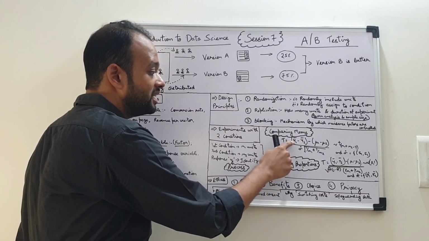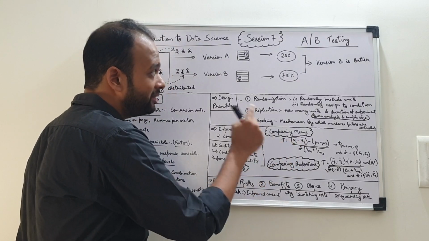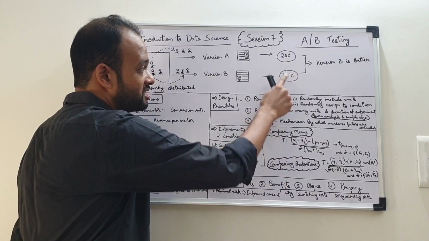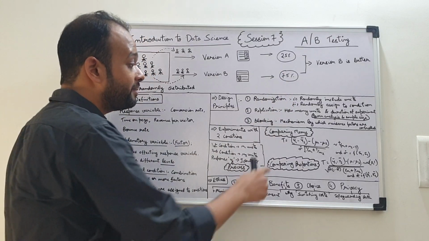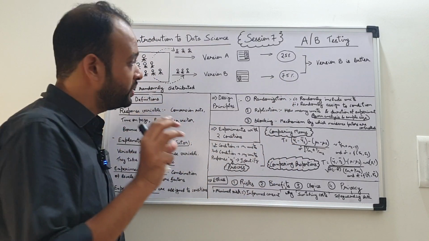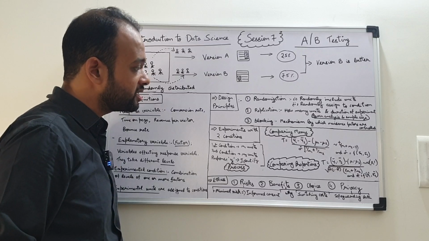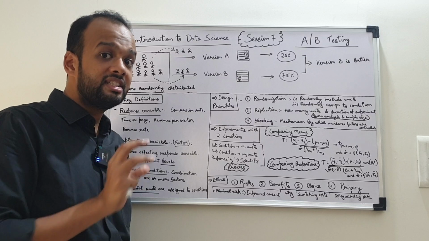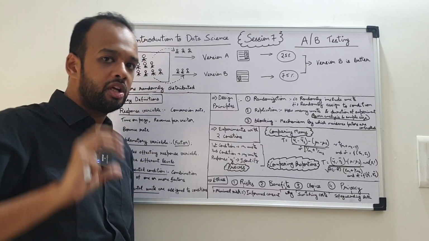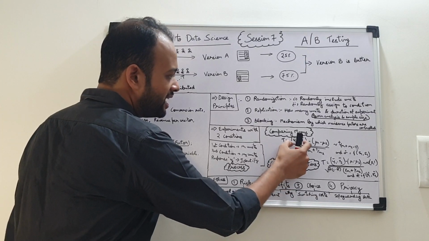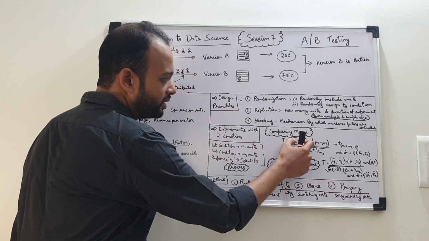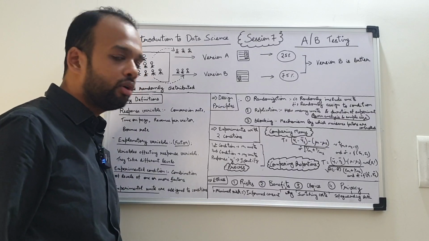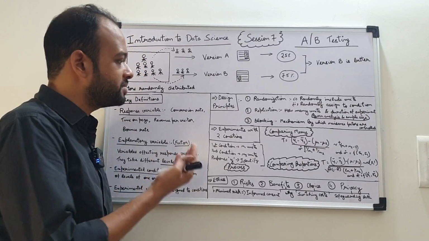Y1 hat is the response that we are seeing from that sample. For example, this is the response that we are seeing from A, this is the response we are seeing from B. Y1 hat minus Y2 hat is telling us the difference between these two responses, and mu1 minus mu2 is telling us the actual difference, what is there unobserved in the actual population, right? So we want to understand whether there is a significant difference or not, and we also want to understand the direction of that difference, which one is better.